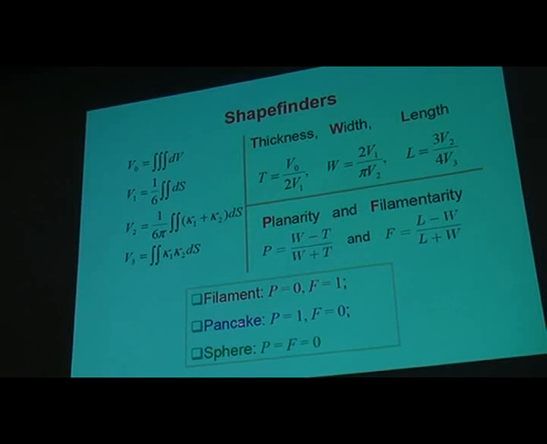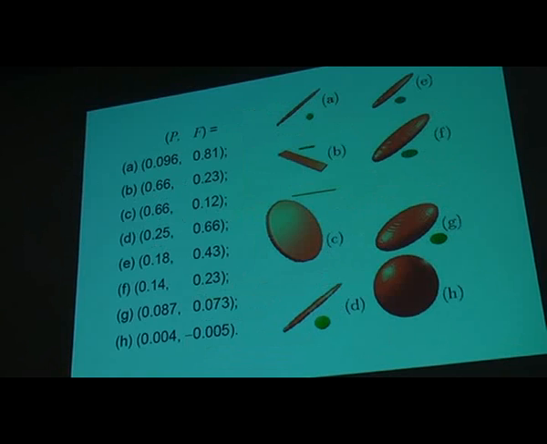If you have a perfect pancake, it will have planarity 1, and filamentarity, which is length minus width, 0. A filament will have planarity 0 and filamentarity 1. A sphere will have both equal to 0. So, again, this was the idea of Varun Sahni and Sergei Shandarin.